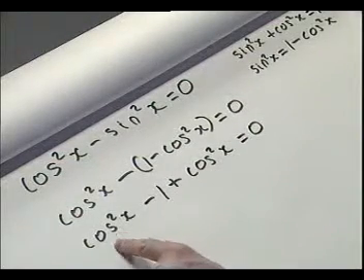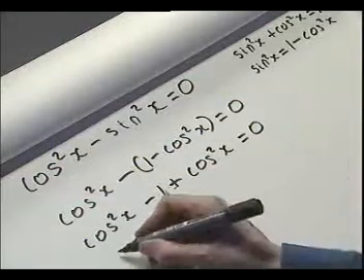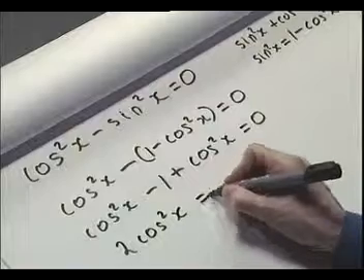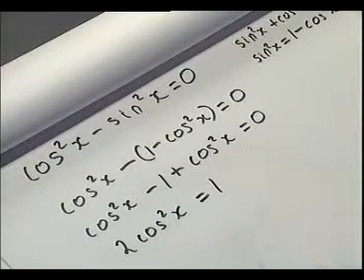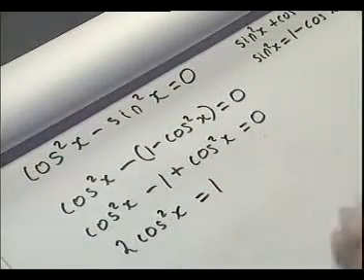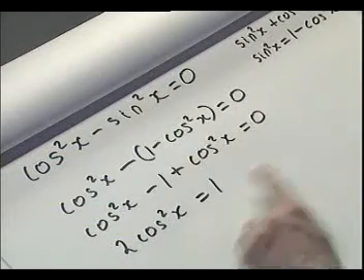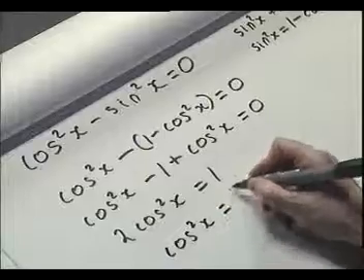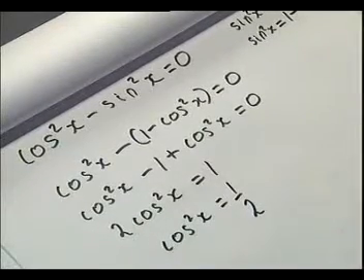So now I've cos squared plus cos squared, that's two of them. 2 cos squared x equals 1 by adding this 1 to both sides. Now let me divide by 2. Cos squared x is 1 over 2.